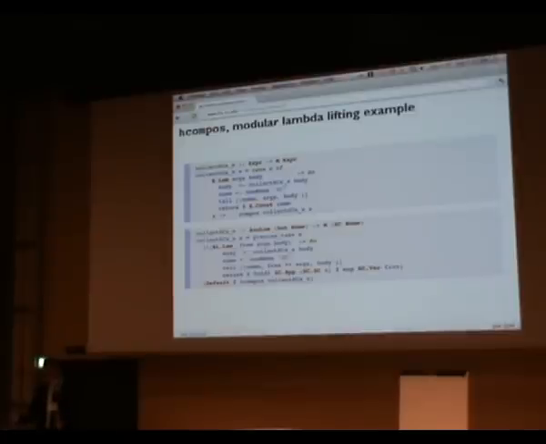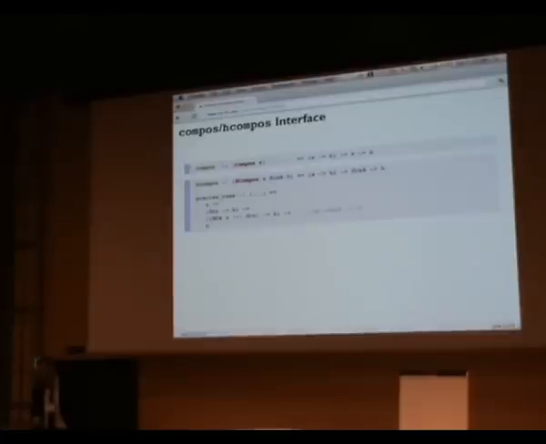So that's a case where the code actually got simpler, right? And this is a case where the code's pretty much the same, but we have more precise types than we had before. So you get modularity and precision.